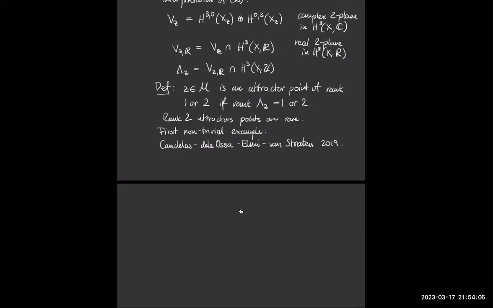in 2019, and by now I know of maybe 20 to 30 Calabi-Yaus, which in their moduli space have 1 or 2 such attractor points of rank 2. So there are really a few given the number of Calabi-Yaus we know. Trying to find one is very hard. So Candelas et al. conjecture that probably there are finitely many such points.